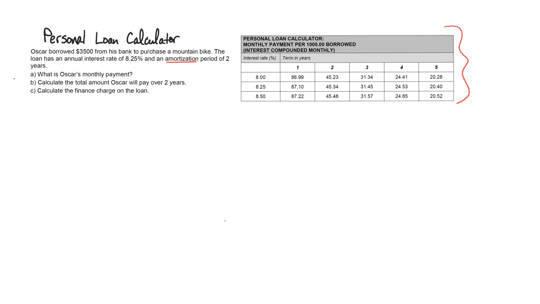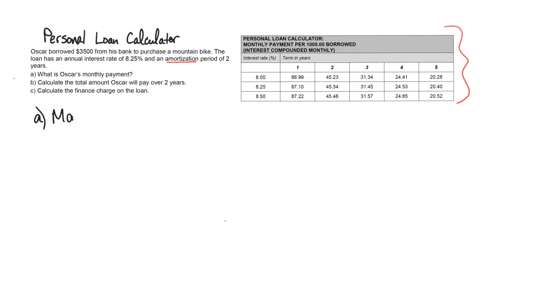Our formula sheet chart has this grid that we can use to figure out what the monthly payments are going to be. So in part A, we want to know what are the monthly charges. Part B, we want to know the total. And part C, we want to know the financial charge, meaning what was the extra that he paid for his mountain bike because he made a loan.